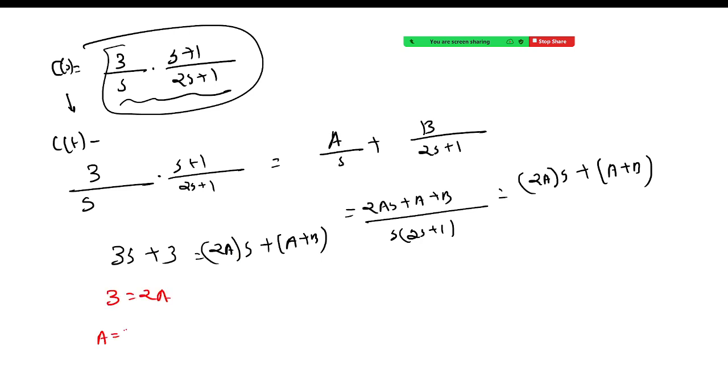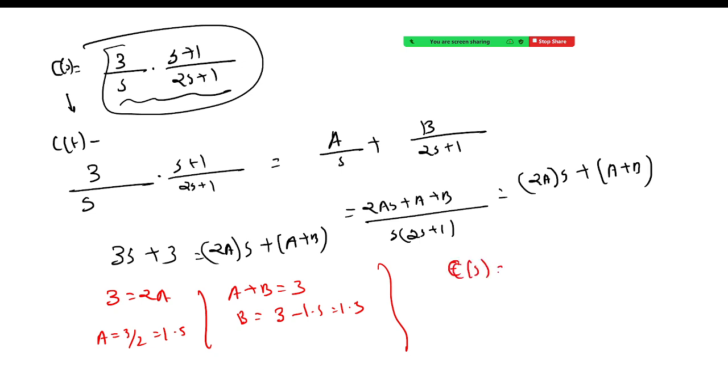So you'll get the value of A is equal to 3 by 2, that is 1.5. And since A plus B, that is the constant, is equal to 3, you'll get the value of B is equal to 3 minus 1.5, that is 1.5. So now you have got the value of A and B. So you can write directly C(S) is equal to A, that is 1.5 divided by S, plus B, that is 1.5 divided by 2S plus 1.